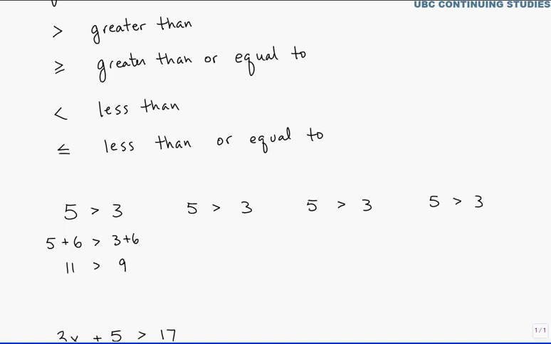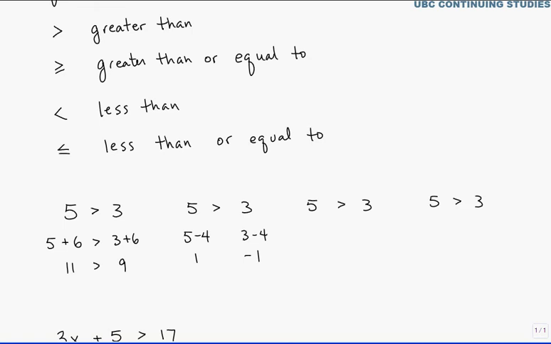How about subtracting? Well, what if I subtract 4 from both sides? So 5 minus 4 on the left, 3 minus 4 on the right. The left-hand side becomes 1. The right-hand side becomes negative 1. Negative 1 is greater than 1. Or sorry, 1 is greater than negative 1.